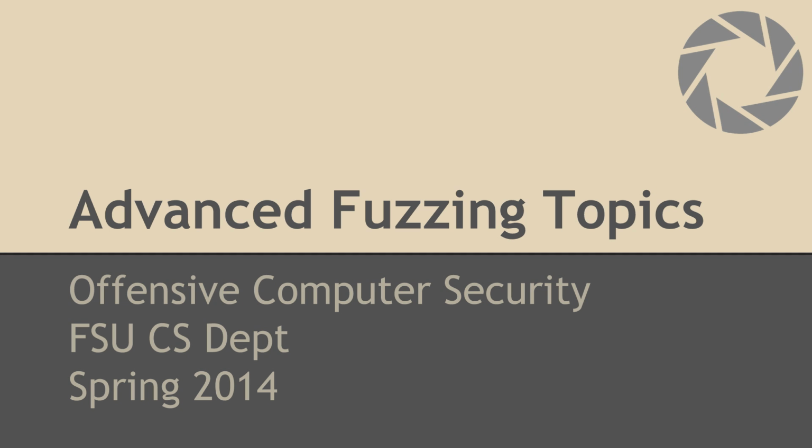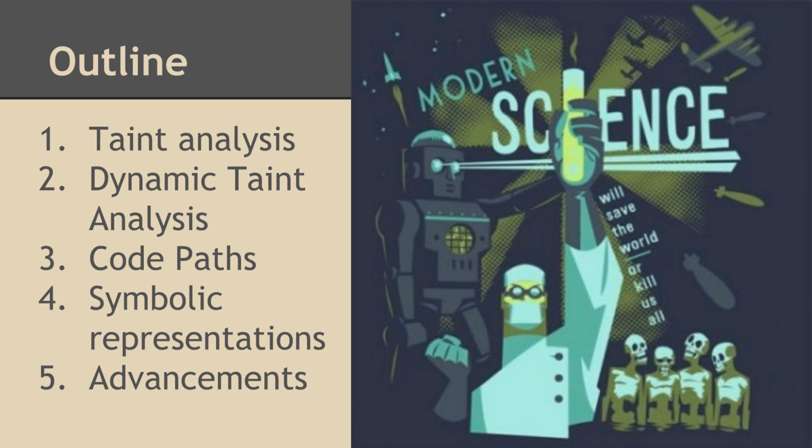Alright class, let's begin. Let's pick up where we left off last time and start covering advanced fuzzing topics. So today we're going to cover taint analysis, dynamic taint analysis, the issues of code paths and covering them, and symbolic representations, intermediate representations, and advancements in the field.